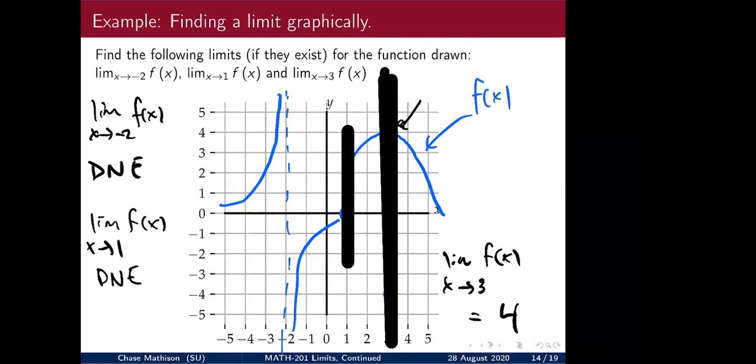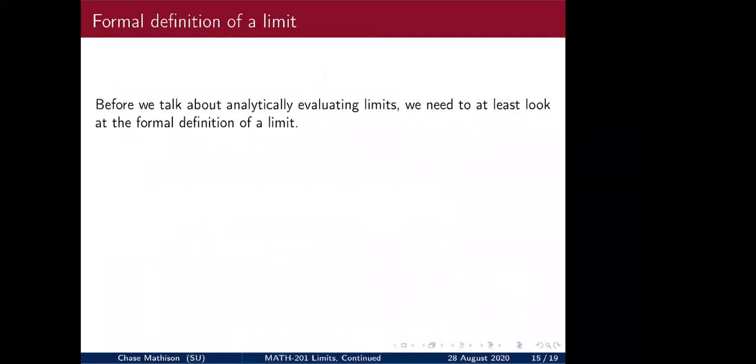Okay, so if we've got no questions, then we're going to get in today a little bit into the formal definition of a limit, okay? So now that we've got a little bit of intuition for what limits actually are, before we start talking about what I said before about canceling out that factor of x plus 2 and evaluating limits analytically, we need to look at the formal definition of a limit.